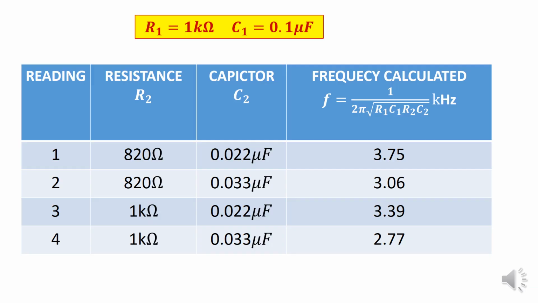So these are the resistances and capacitors I have taken for readings 1, 2, 3, 4. Accordingly, you can calculate the frequencies also. R1 and C1 are constant values, as given on the kit. Those values are fixed, right? We can put f = 1/(2πR1C1). You put these values in and get the result in kilohertz. This is the theoretically calculated frequency, 3.75 kilohertz and so on.